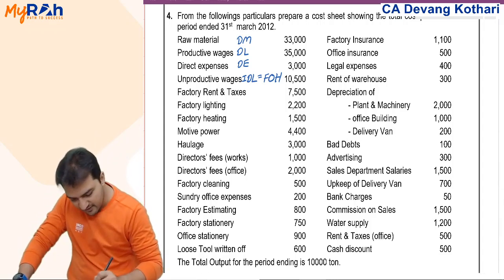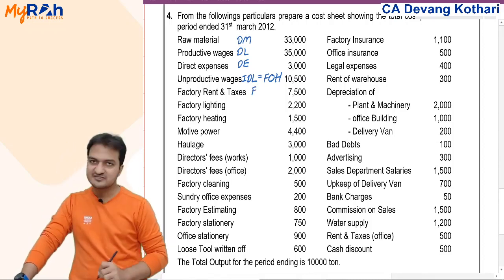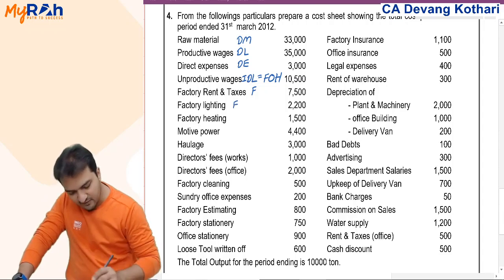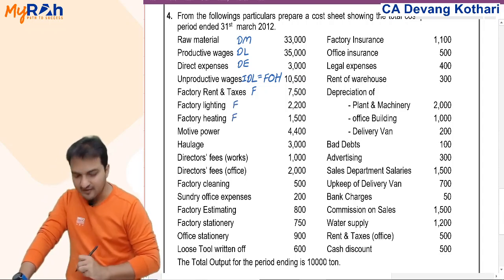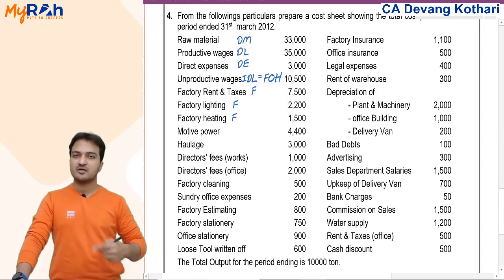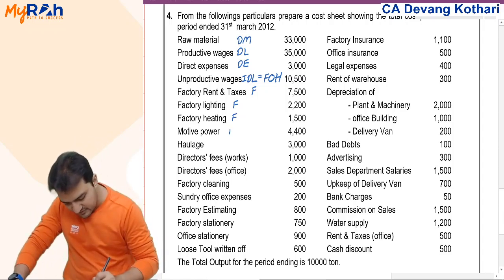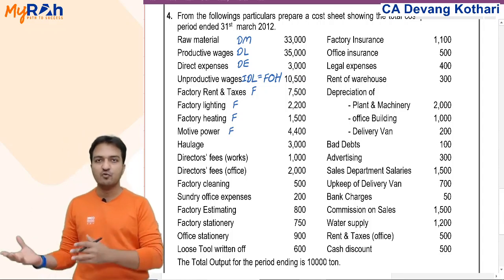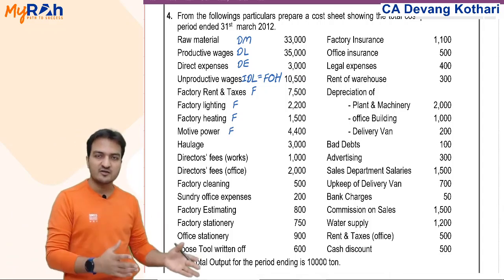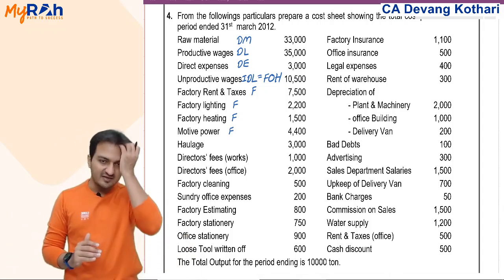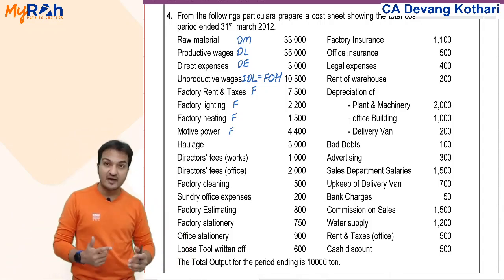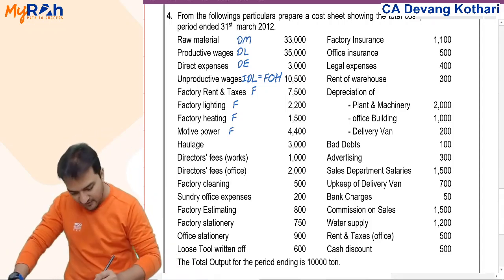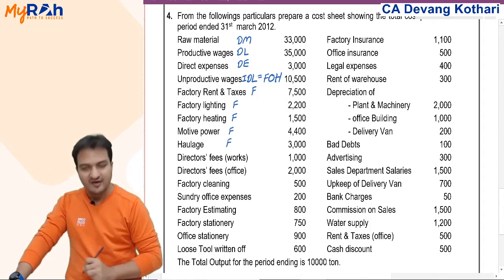Then factory rent and taxes goes under factory overheads. I'll just put F for that. Factory lighting, also factory overheads. Factory heating goes under factory overheads. Motive power, like power consumption. Power consumption also happens in the factory. Haulage. Haulage is basically the cost of moving the goods from one place to another within the factory. Yes, that is also within the factory, inside the factory. So that also goes under factory overheads.